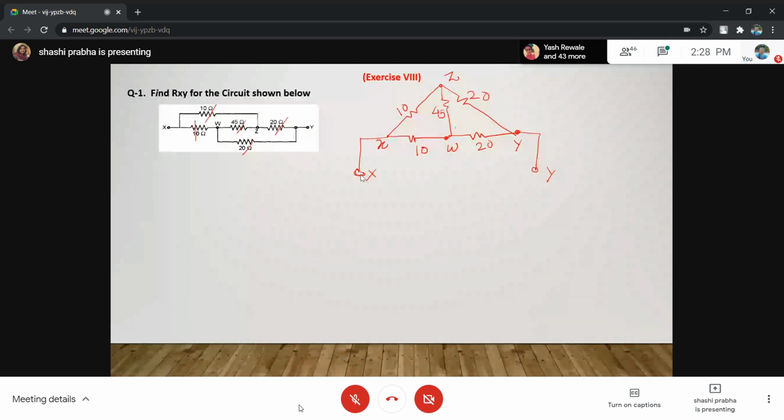But when we redraw X, W, Y, Z, it is looking like this. If I say find the resistance between X and Y in this diagram, now don't you find this easy, just by assuming some star or some delta? So which star or which delta do you want to find? There is no constraint; any star or any delta you can start with in your numerical.